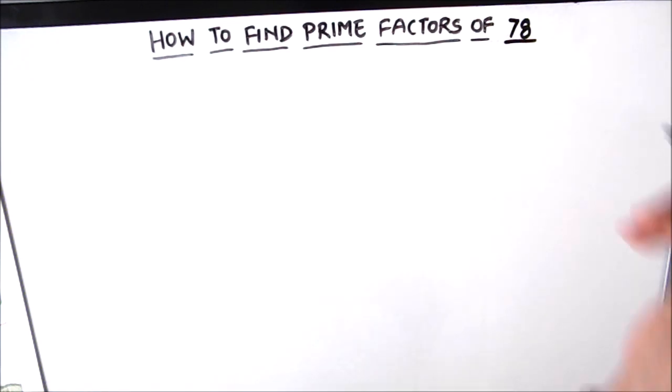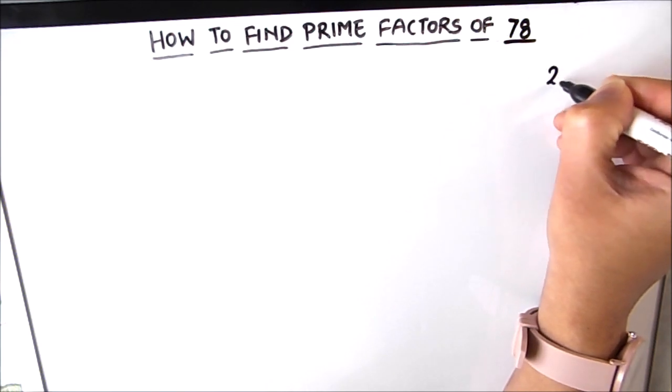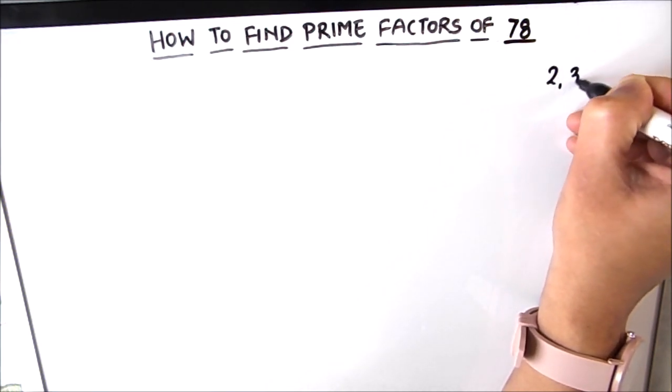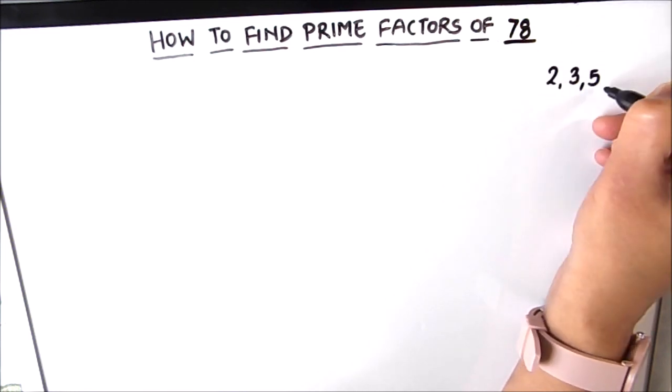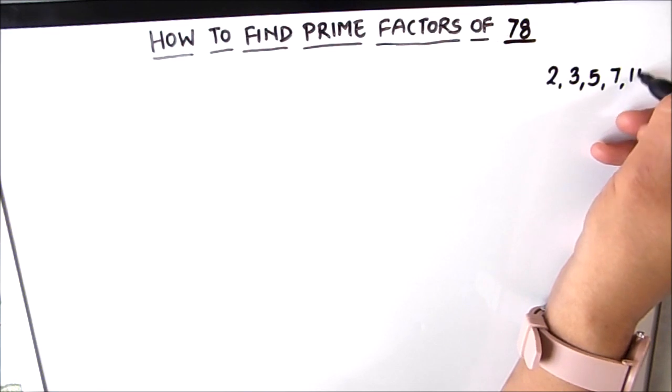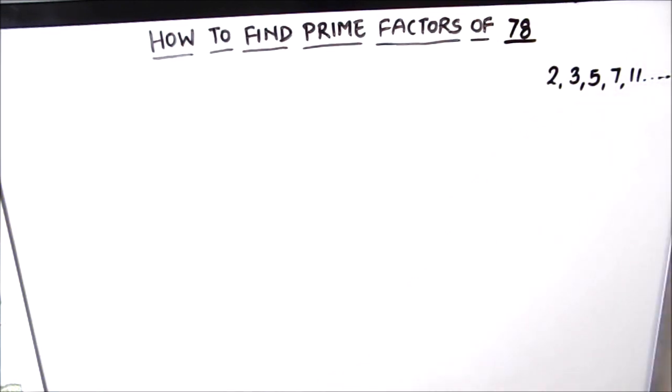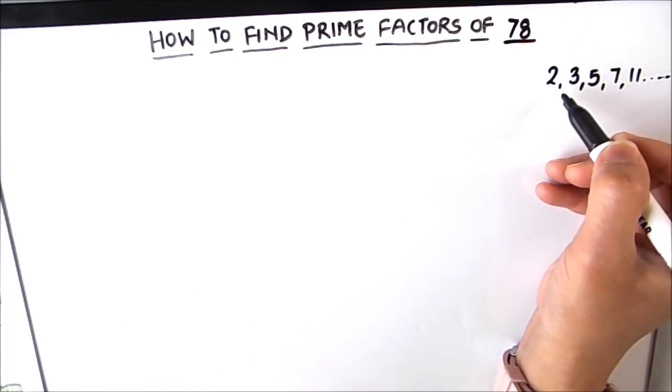So I'm going to write the first few prime numbers here on the right hand side of the board so that it is easy for us to find the prime factorization of 78. So 2, 3, 5, 7, 11, all these are prime numbers. And as you know, prime numbers are numbers which are divisible by 1 and the number itself. The lowest prime number is 2.